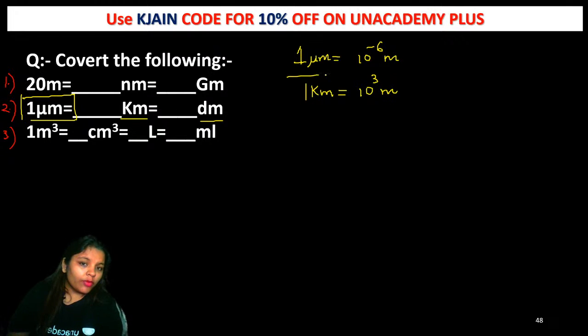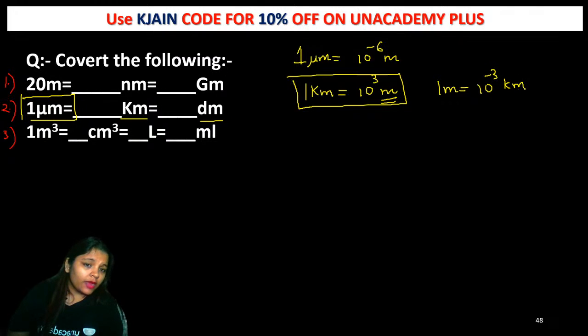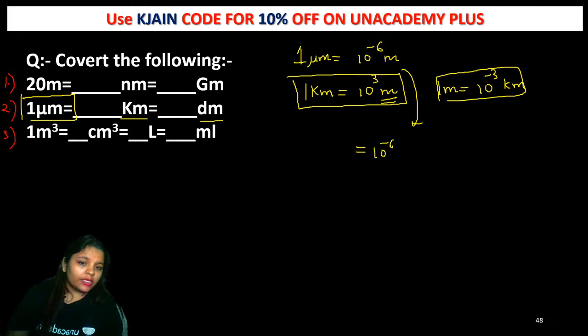Now let's convert into the standard unit, that is meter, the base unit. So 1 meter is equal to 10 raised to the power minus 3 kilometer. Now I will put the value of meter over here. So 10 raised to the power minus 6 multiplied by 10 to the minus 3 kilometer. So I will get 10 to the minus 9 kilometer. So the answer will be 10 to the minus 9 kilometer.